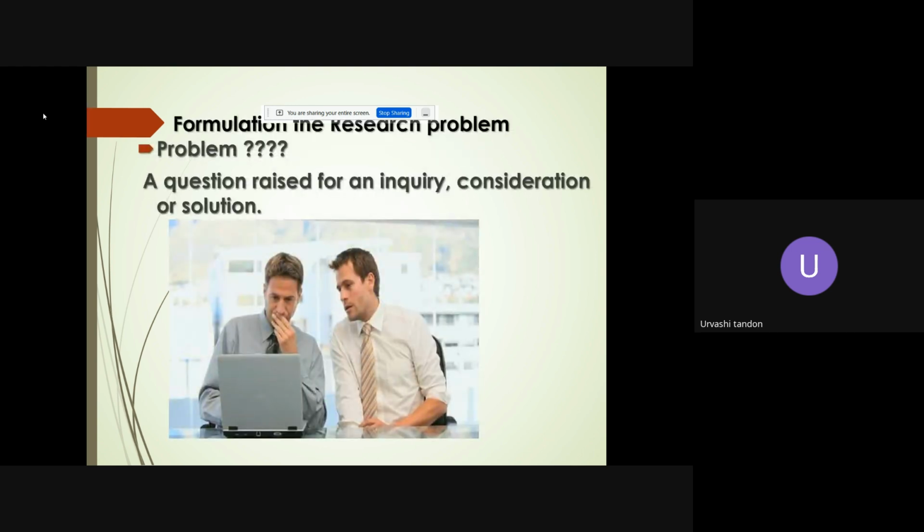Next, again, the question is: what is a problem? A problem is a question raised for inquiry, consideration, or a solution. A problem is something for which we want to have a solution, right? In research, what do you do? You identify a problem and try to find a solution, either through literature, or through experiment, or through survey, or through multiple means, right?